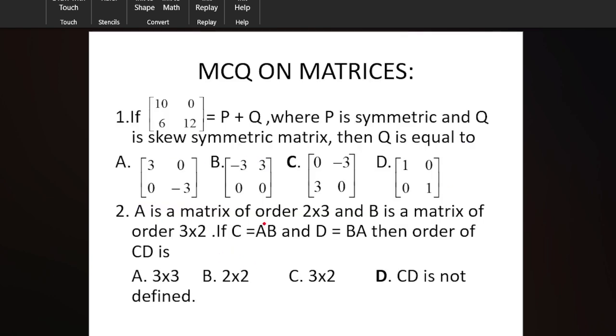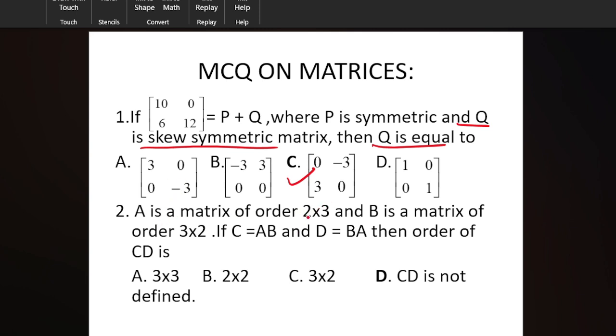Now next is some MCQ we can see. Now here A equal to 10, 0, 6, 12, P plus Q, where P is symmetric, Q is skew symmetric, then Q is equal to. Now here ABCD is the option. Now here you can see which one is skew symmetric. Now first one is not skew symmetric. Second is also not. Third one you see diagonal element 0. Okay. It should be third one, isn't it? Because Q is skew symmetric. So here only one, that is C option, is skew symmetric.